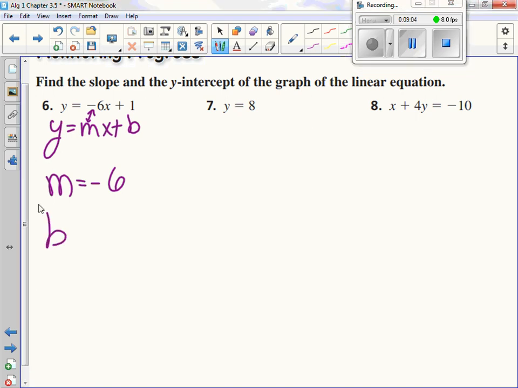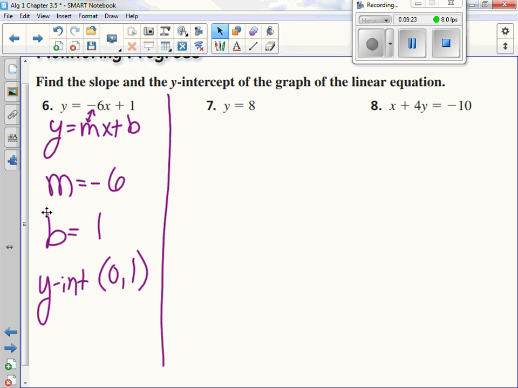Now, what would be the value of b? Because that will help us find the y-intercept, our other part that we need. So what would the value be for this here? It'd be positive 1, which tells us that the y-intercept would be 0, 1, the point 0, b. Any questions on this here?